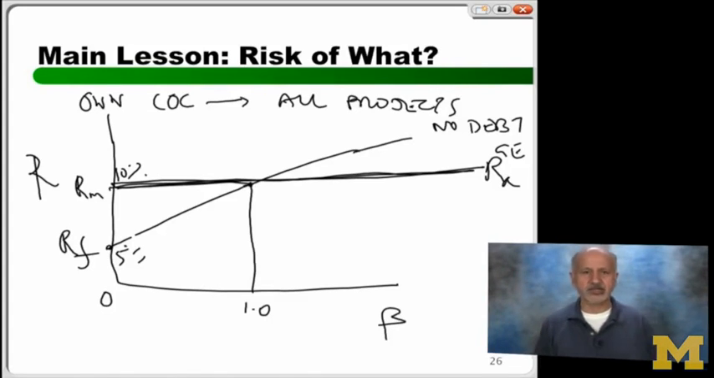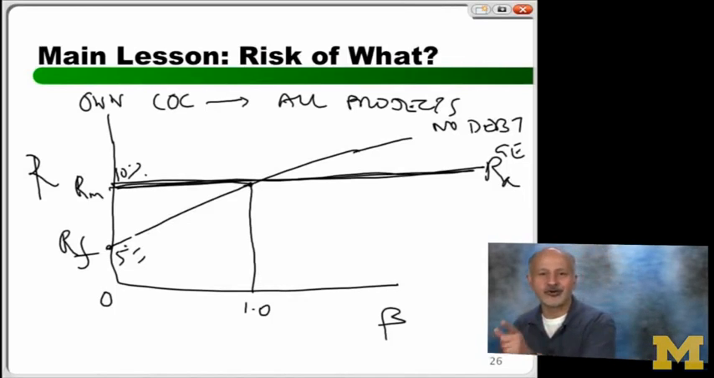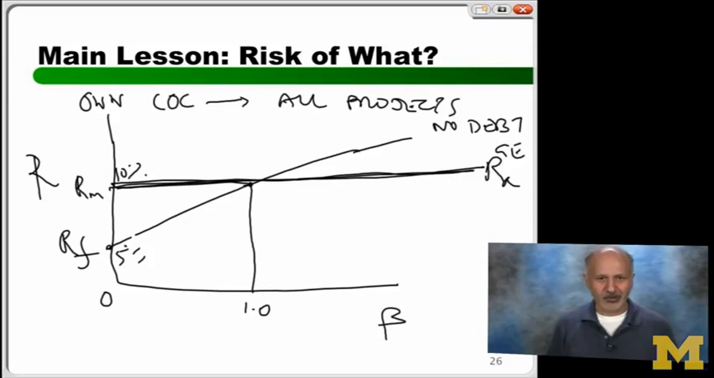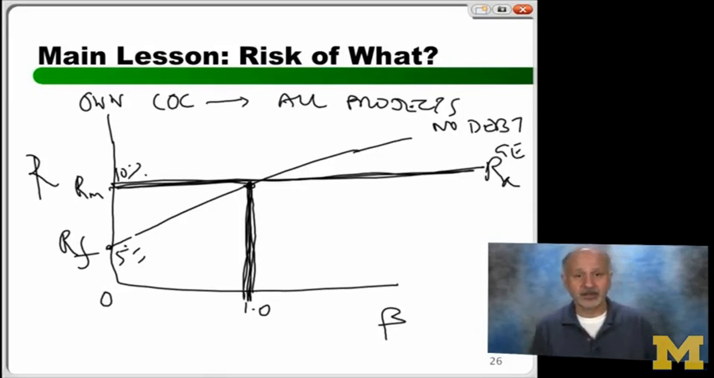Now the quick question is, suppose GE were to use this 10% to evaluate all new projects. Quick question. A project walks in with a beta of 1, right? A project walks in with a beta of 1, and let's call that project beta B.